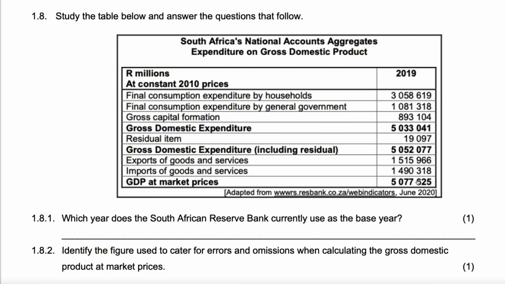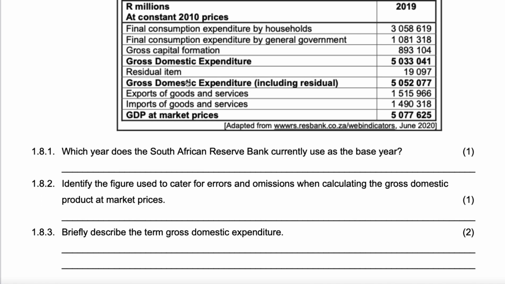Okay. So I think we're done, and this is for 2019, and I also see here it says constant prices 2010. So we can also expect something about base year. So the base year used in this particular scenario was 2010. All right, so let's get down to business.